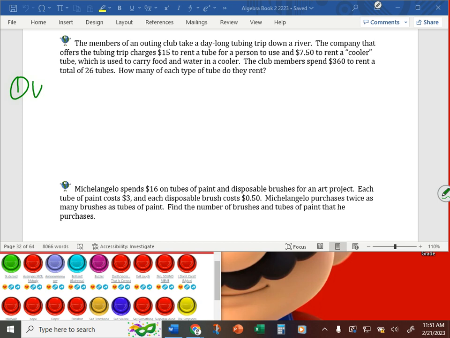Step one. What are we solving for? Look at the question. How many of each type of tube do they rent? Go ahead and see if you can identify. Write down, what are we solving for? What are the variables of our equations going to be?